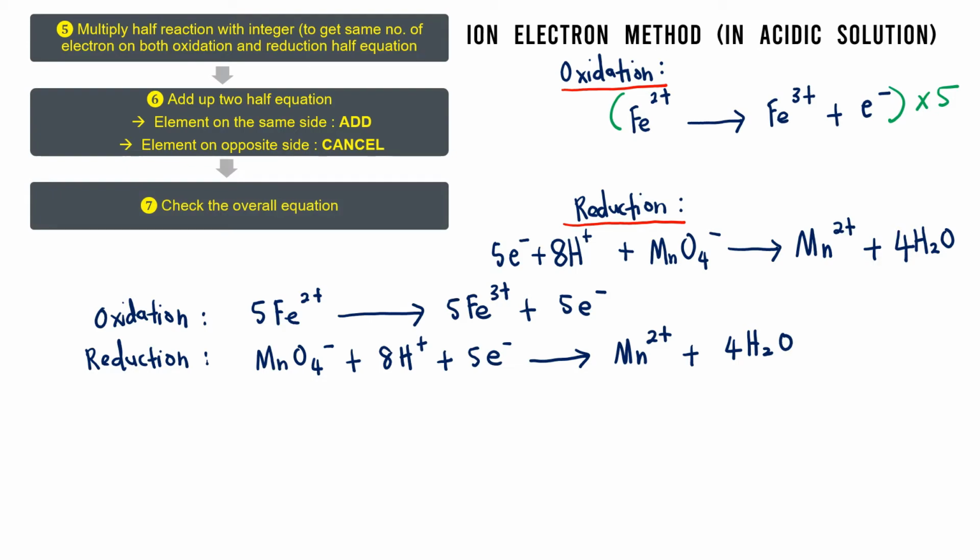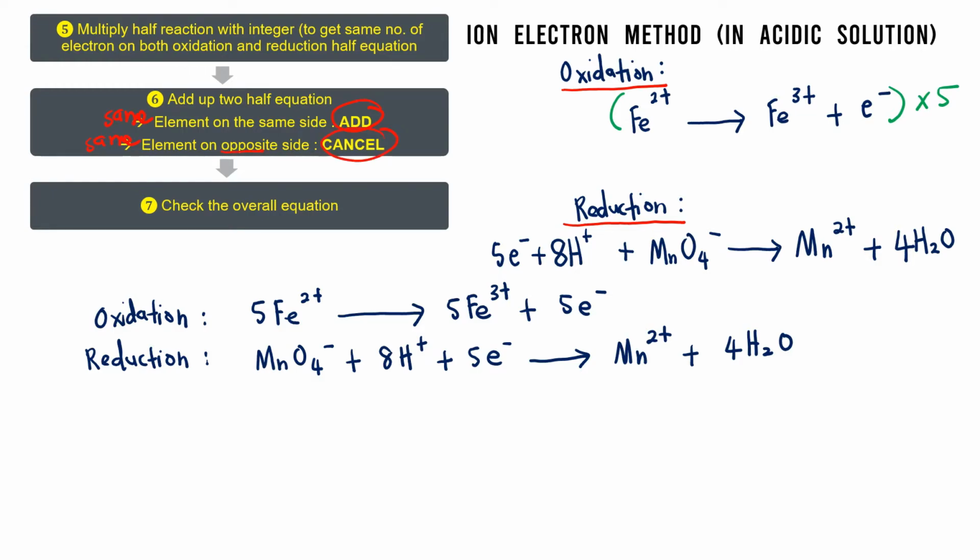So the next step will be to add up the two half equations. So now we are going to add these two half equations in order to get a full equation once again. In this case, you have to consider these two important points here. For the same element on the same side, we have to add, and if we have the same element on the opposite side, we have to cancel.